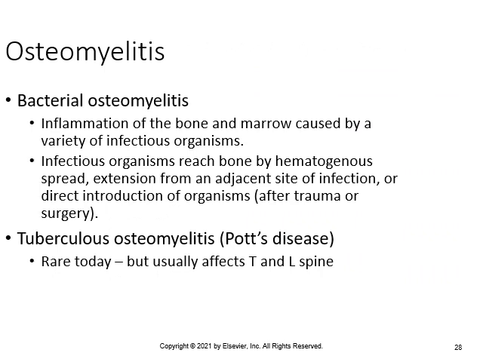Osteomyelitis is going to be inflammation of the bone. And so inflammation of the bone can be very, very dangerous. So the most common type of osteomyelitis is your bacterial osteomyelitis. And this will usually happen from inflammation of the bone and marrow caused by a variety of infectious agents. And those agents can be introduced to the bone a number of different ways. One of the common ways is through hematogenous spread, and that means spread through the bloodstream.